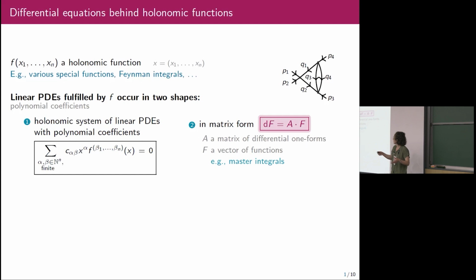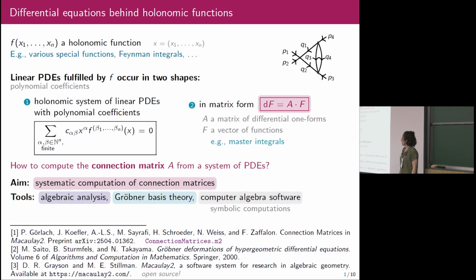Or you might also write them in matrix form, where you write them together as one equation, where now A is a matrix of differential one forms, and capital F is a vector of functions, in applications typically a vector of master integrals. And what I'm going to explain today is how to pass from 1 to 2.